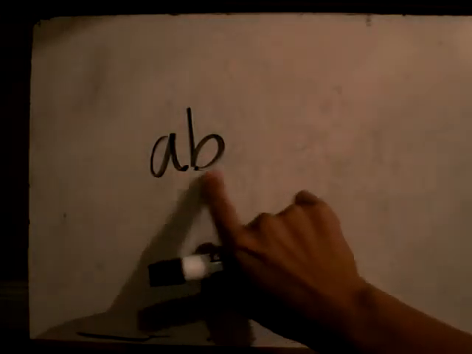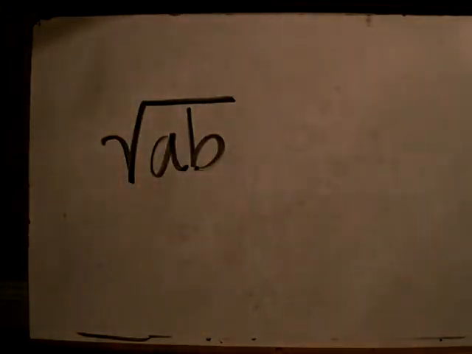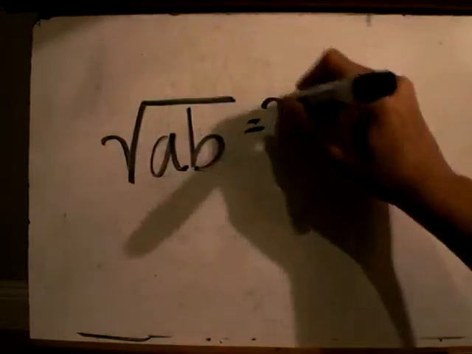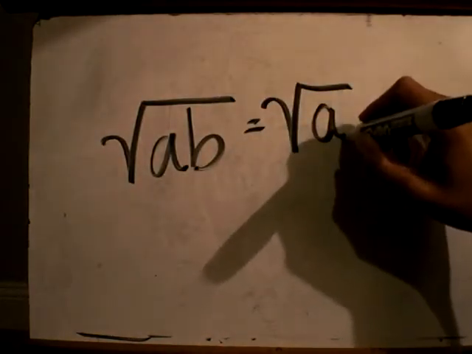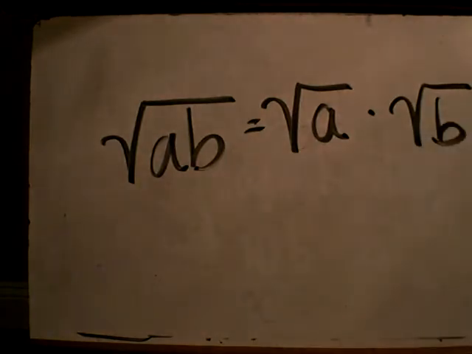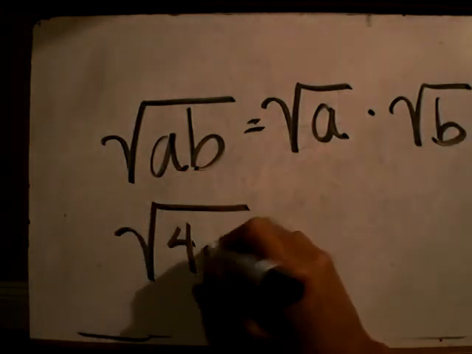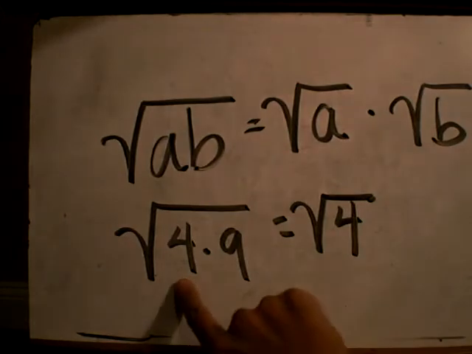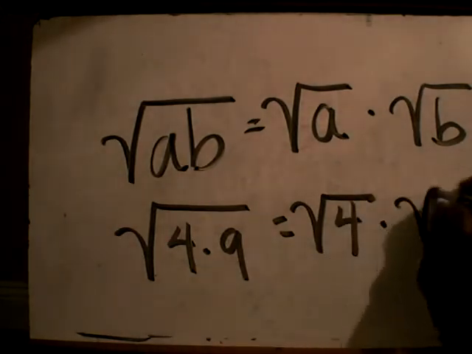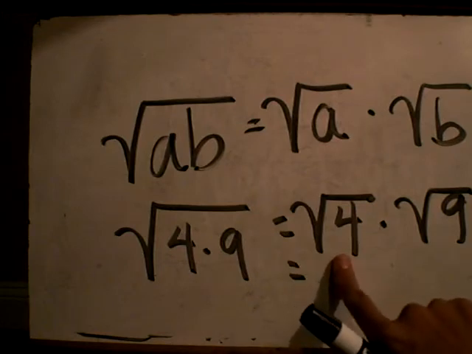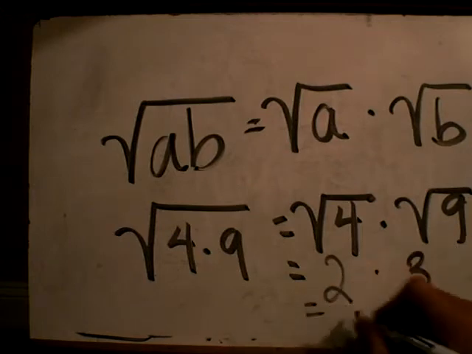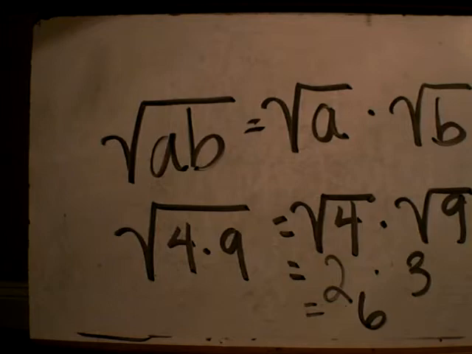Okay, so in this case, I have A times B, so multiplying. But I want to find the square root of A times B. Now the A and B can be separated, and that equals the square root of A times the square root of B. Okay, so for example, if I have the square root of 4 times 9, that also equals the square root of 4 times the square root of 9, and that can be simplified because the square root of 4 is 2, and the square root of 9 is 3. 2 times 3 equals 6. Okay, so that was it. That was an easy one.